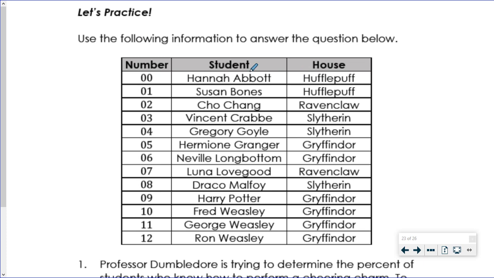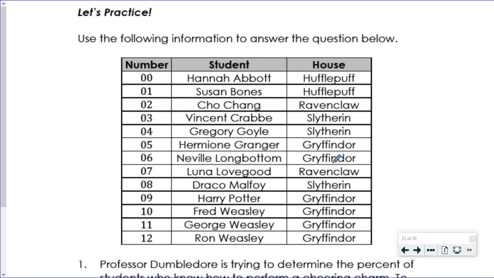All right, so let's take a few practice problems here. It says use the following information to answer the question below. So we've got a bunch of students here. They are from Harry Potter, I guess. Never really watched the movies too much. It shows what house they belong to, and they've been assigned a random number. It appears that this list is alphabetical.